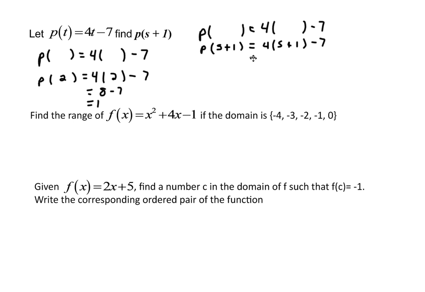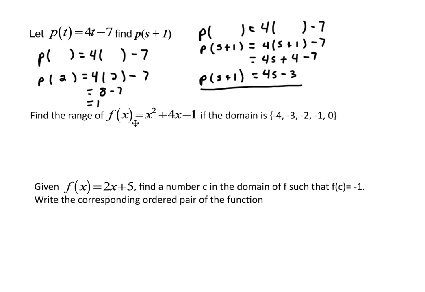So if we work this out, we would have to distribute our 4 into the parentheses to eliminate the parentheses by the order of operations. 4 times s plus 4 times 1 minus 7. But if we simplify that one more time, p of s plus 1 is the same thing as saying 4 times s minus 3. So we come up with a brand new function altogether. Kind of cool to realize that you can do this. It's a cool trick.